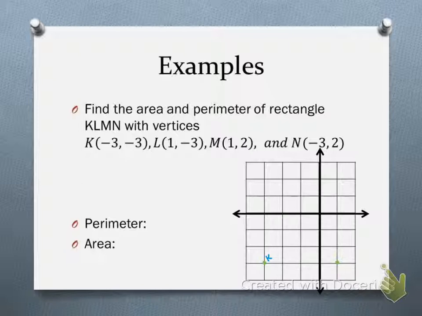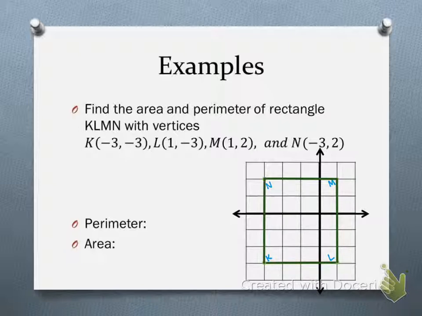We have L at right 1 and down 3, and we labeled that. We have M at 1, 2, which is right 1, up 2. We plot our point and label it M. Our last one is -3, 2, so left 3, up 2, and we label that point N. We know it's a rectangle because the problem told us. If we connect K, L, M, and N, we get a rectangle. So let's connect all those points.